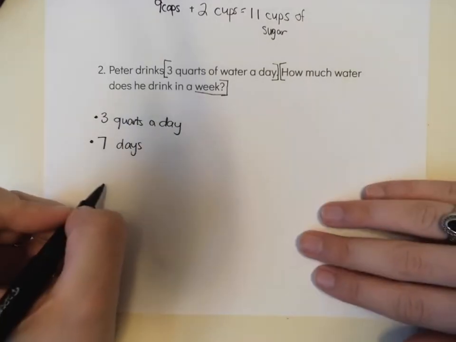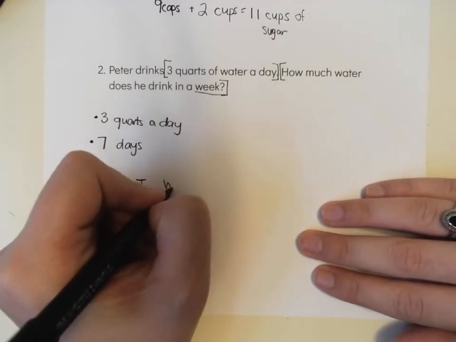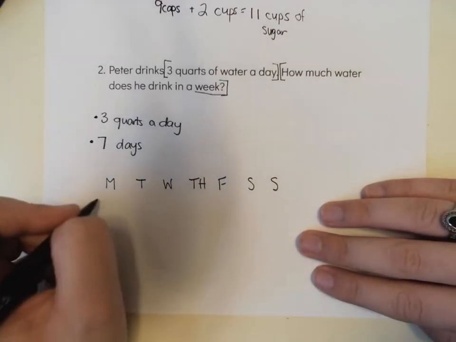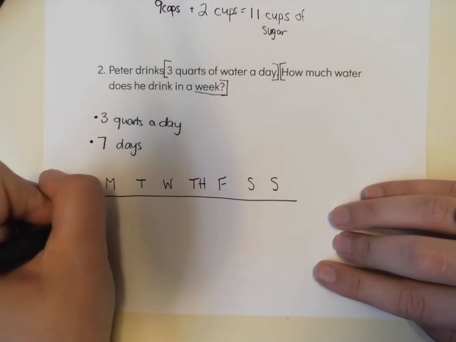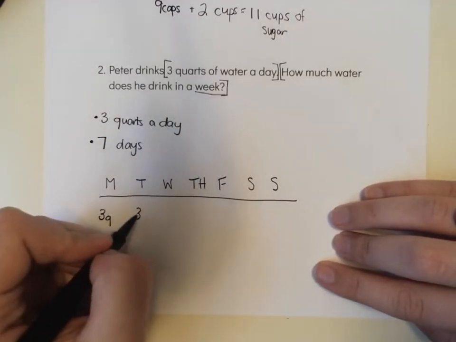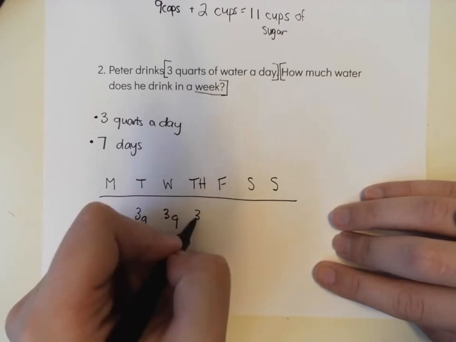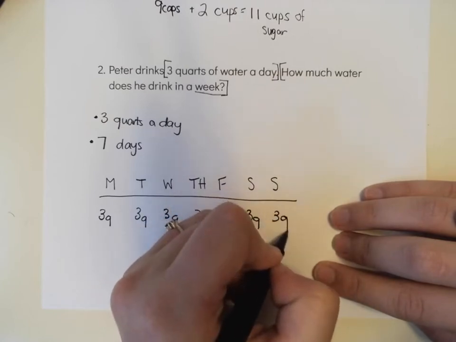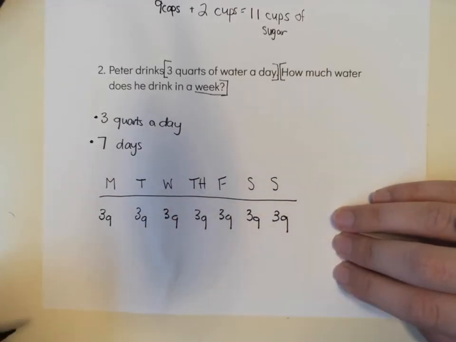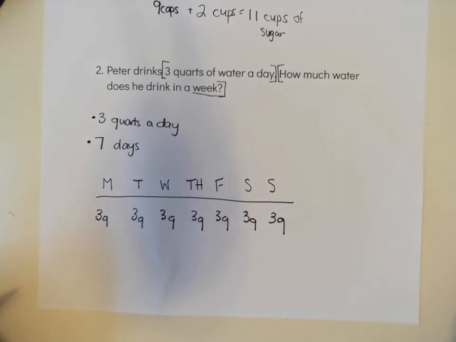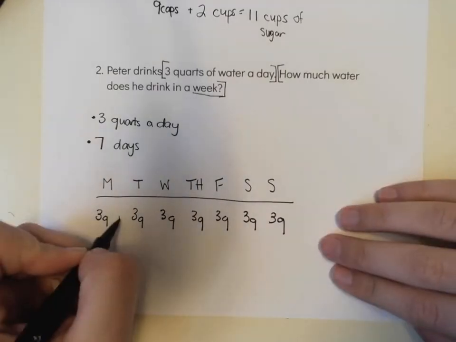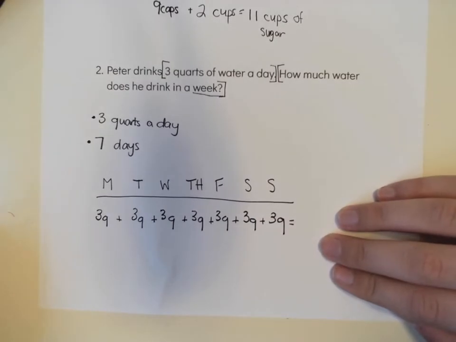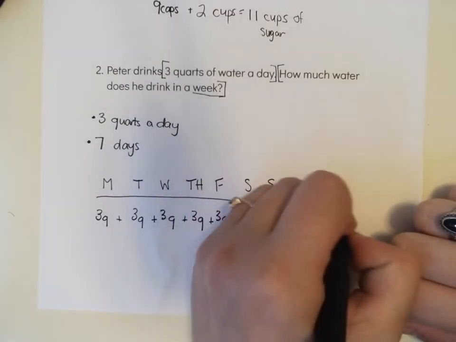If we think about a calendar, Monday, Tuesday, Wednesday, Thursday, Friday, Saturday, and Sunday. Right? These are your days of the week. Now, if he drank 3 quarts on Monday, 3 quarts on Tuesday, 3 on Wednesday, 3 on Thursday, 3 on Friday, Saturday, and Sunday. He drank 3 quarts each day of the week for 7 days. How could we write this to find the total? Right, we could add it all together. This is called repeated addition. We can use our repeated addition knowledge to find patterns and to find the total, right?